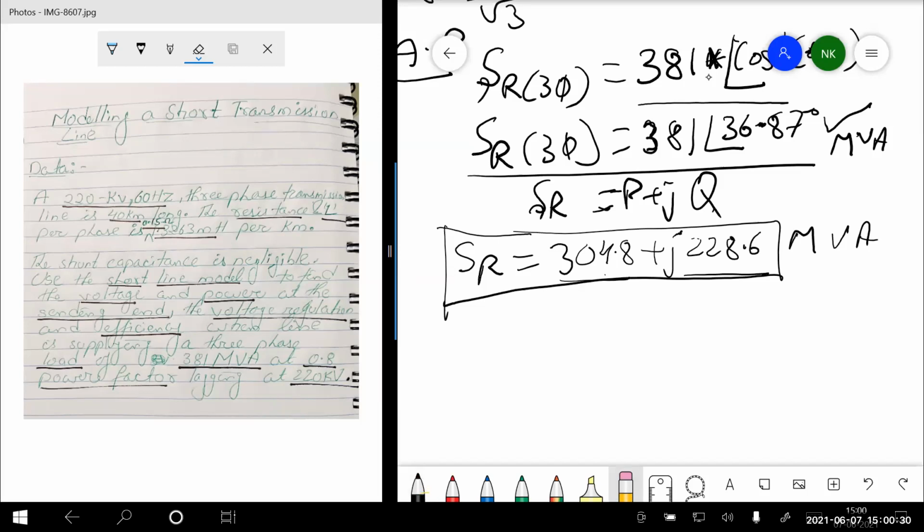I will show you how to find the complex power or apparent power, SR. This SR is your apparent power. Sir, apparent power is of magnitude only, now it has also a direction? Yes, see over here.